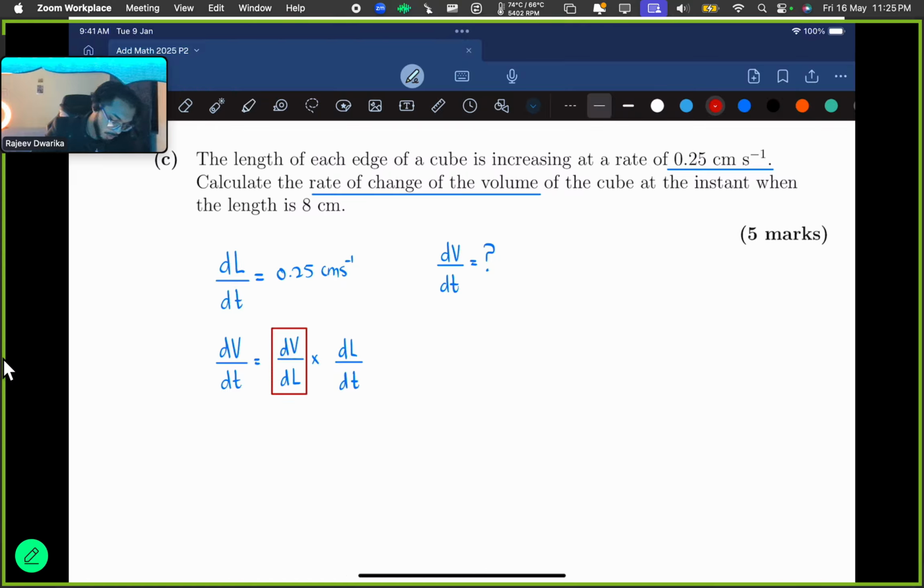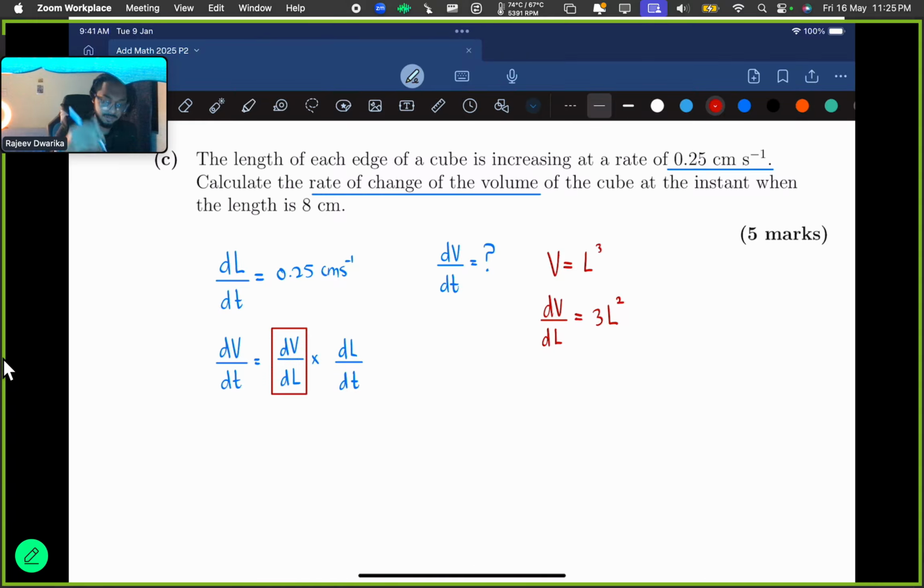We're dealing with a cube. Do we know the formula for volume of a cube? Side cubed. Well, in this case, I'm going to say L cubed, right? And so I'm going to differentiate the volume with respect to the length, and that'll be 3L squared. They're saying calculate the rate of change of the volume of the cube at the instant when the length is 8 centimeters.